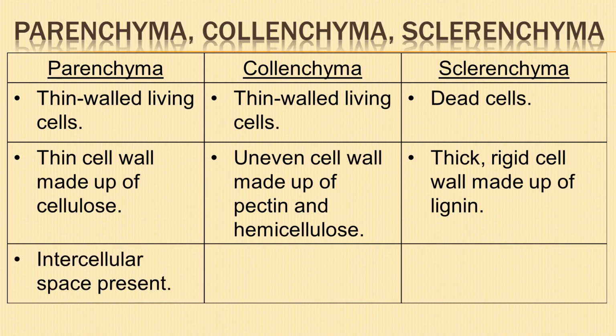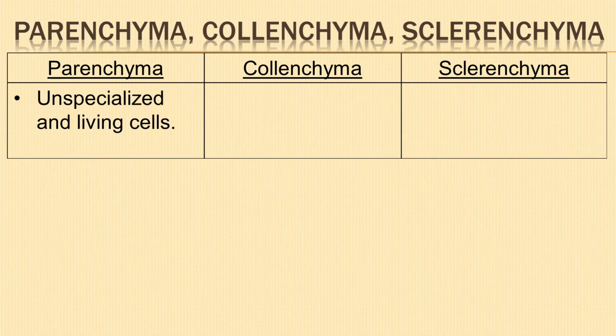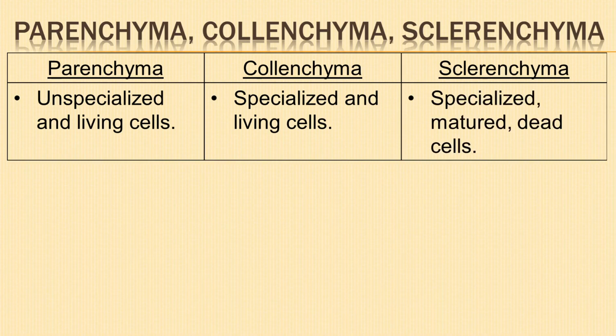Intercellular spaces between the cells are present in parenchyma. Little or no intercellular space present in collenchyma. Intercellular space is absent in sclerenchyma. Parenchyma are unspecialized and living cells. Collenchyma are specialized cells and living. Sclerenchyma are specialized, matured, dead cells.